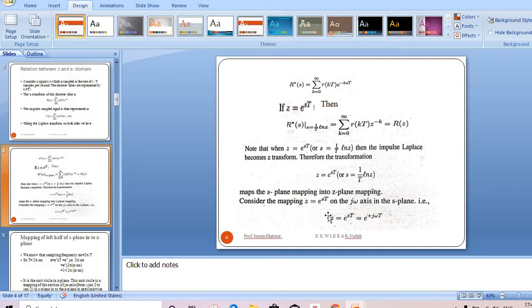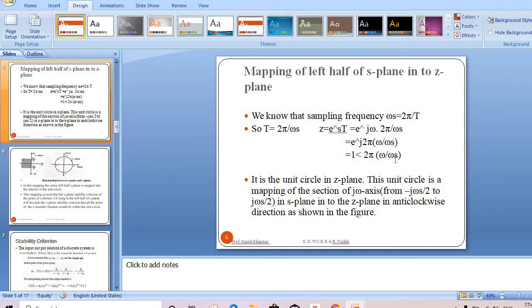Consider the mapping Z equal to e raised to ST on the j omega axis in the S plane. That means Z is equal to e raised to ST. Put the value of S as j omega, it will become e raised to j omega T. Then we will see by using this equation how the mapping of left half of S plane into Z plane is done. We know that sampling frequency omega s is given by the relation 2 pi upon T. So from this, T will be 2 pi upon omega s. So put these values of S and T in this equation.